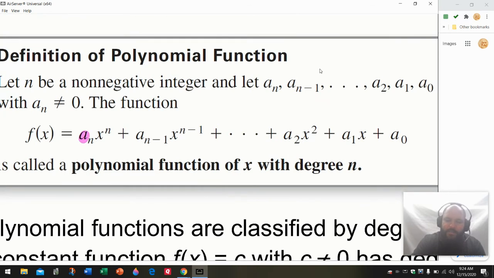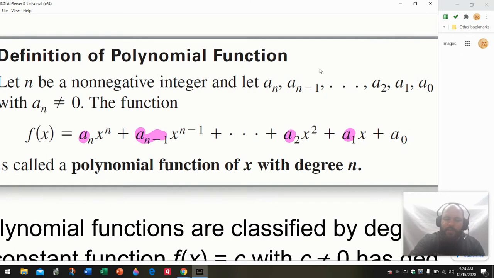If you look at this a sub n and then a sub n minus 1, and then it goes all the way down to a sub 2, a sub 1, and a sub 0, those are simply the constants. So that would be like having right here 2x to the fourth. Okay, so a sub n would be the 2. Now the x to the n is simply saying it's x to whatever the highest power is first.